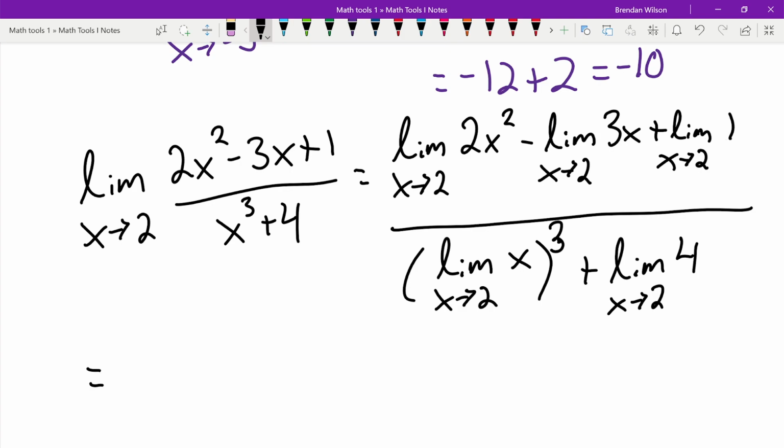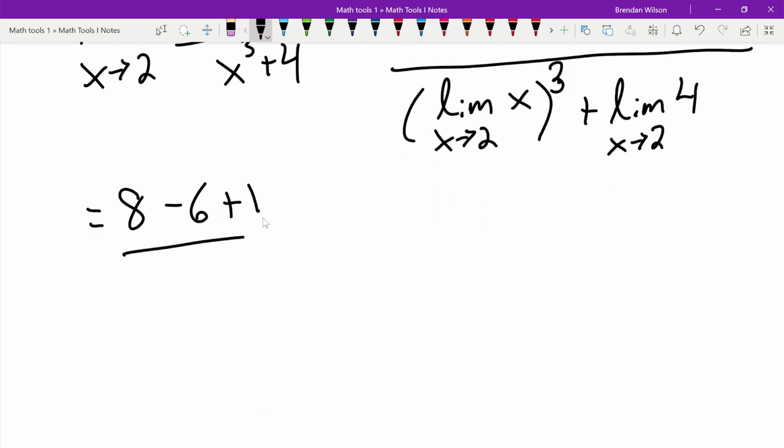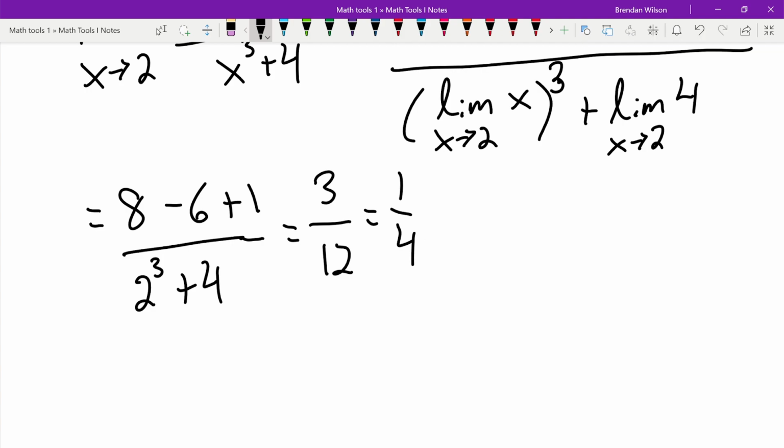We have the constant rule as well, right? So this one is equal to 8. This one is equal to 6 plus 1 over, it's going to be 2 to the 3rd power plus 4. So we get 2 plus 1 is 3 over 12. So we get 1/4. Okay.